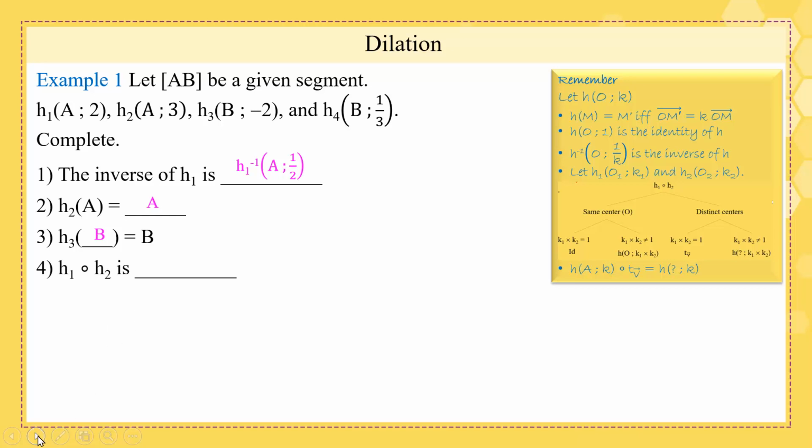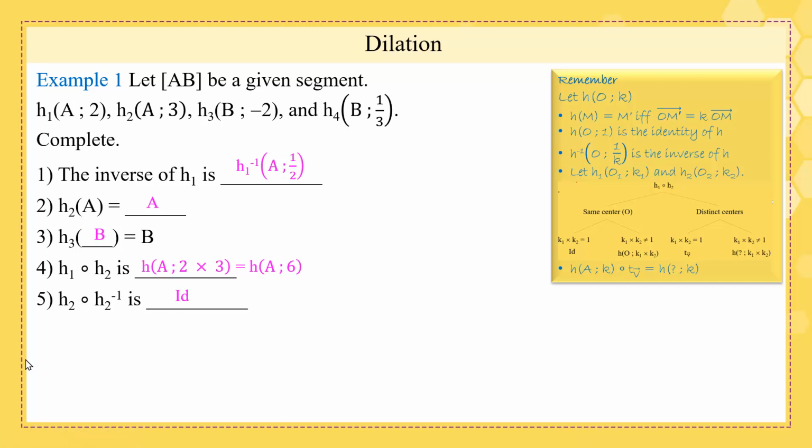H1 round H2 is, yes, it will be a dilation of center A because H1 and H2 have the same center A, and the ratio of this dilation will be the product of the ratios of H1 and H2, which is 2 times 3, which is 6. Now, the composite of H2 and the inverse of H2 is, yes, as you said, the identity because H2 and the inverse of H2 have the same center and the product of their ratios is 1, because if H2 is of ratio 3, that means the inverse of H2 will be of ratio 1 over 3.